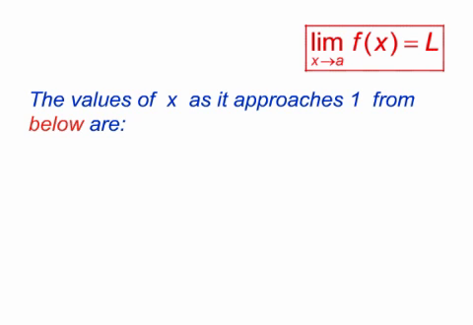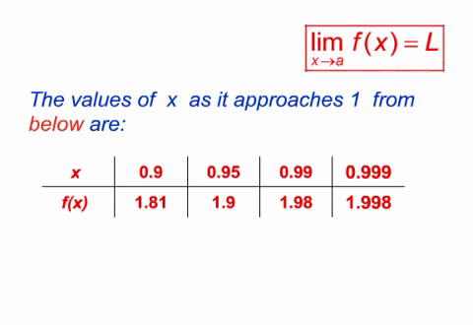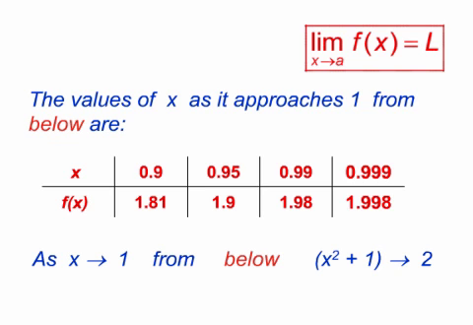What we do first of all is to find values of x as it approaches 1 from below. In other words, we're moving from the left-hand side of the graph up to the value of x equals 1. Go back to the previous slide. As x approaches 1 from the left or below, the values of the function will approach 2. In other words, as x approaches 1 from below, x squared plus 1 approaches 2.